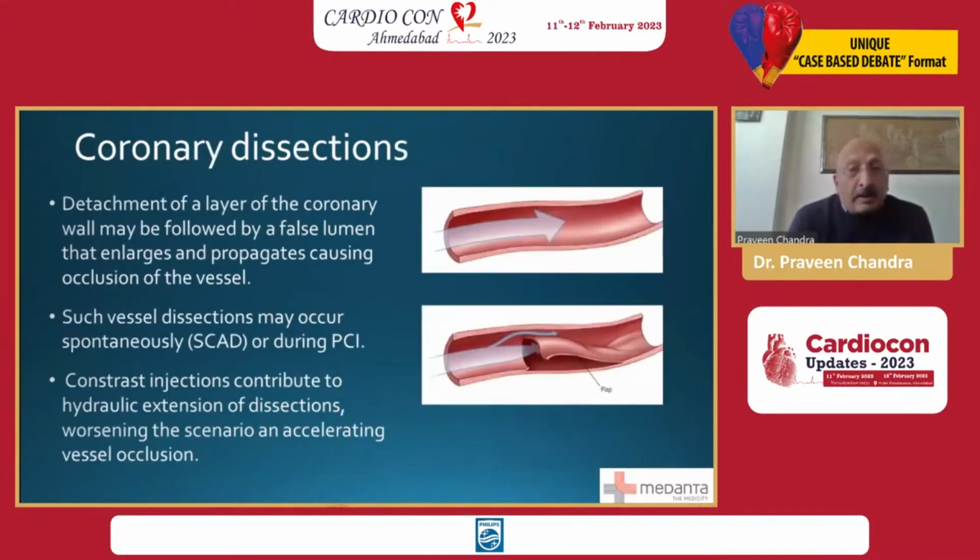Earlier, our habit used to be to not use imaging, just try to do the procedure with contrast, and that led to more damage to the whole hemodynamics, to the kidneys, and so on and so forth. Then in patients, as I was telling you about coronary dissections, where there is a false lumen, if you keep injecting too much contrast, you extend the dissection, and that leads to worsening of the scenario and accelerates the vessel occlusion. So in these patients, using low contrast is always a good idea.